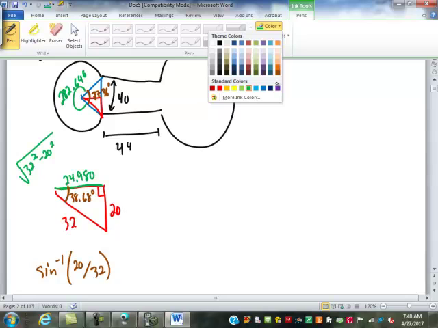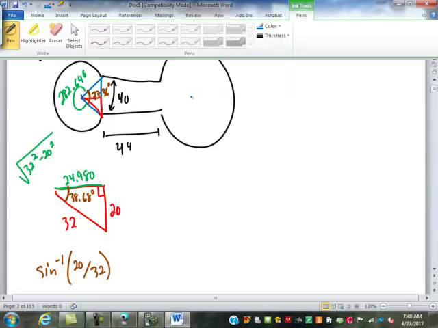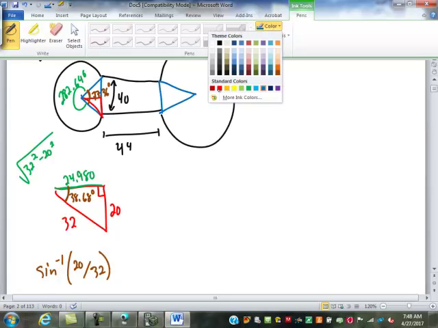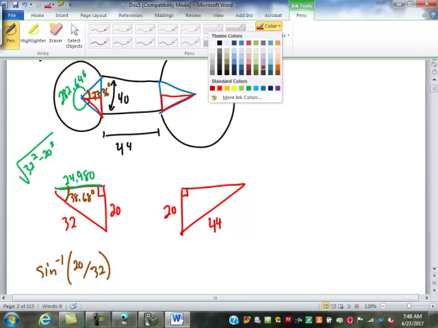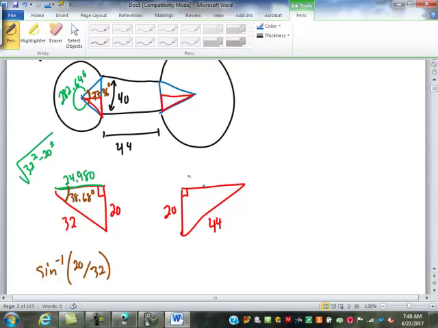Now we're going to do the same thing over on the other side here. We're going to look at that triangle. Again, we're going to cut it in half. We're going to take this right triangle out of there. This here is still 20, half of the 40. This here is still 44, the radius of that circle, half of the 88. This side up here is just going to be the square root of 44 squared minus 20 squared.